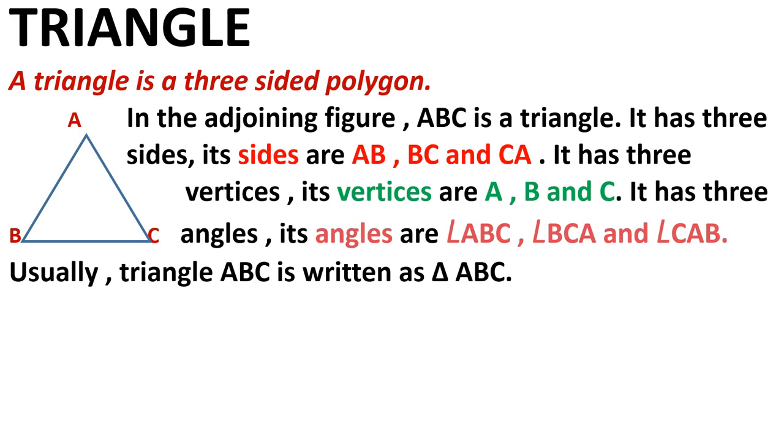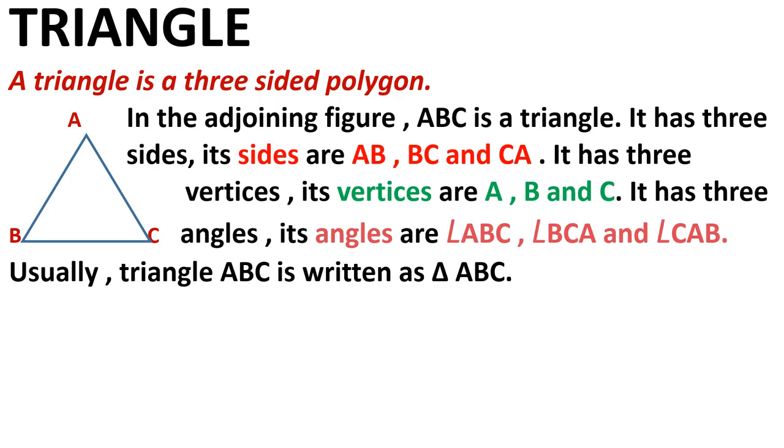When I am saying angle ABC, what does it mean? For which angle am I talking here? I am talking here of angle B, because the vertex always comes in the middle and here B is in the middle. Angle BCA, here we are talking about angle C. And angle CAB, here we are talking about angle A. So we can write angle A, angle B and angle C also.